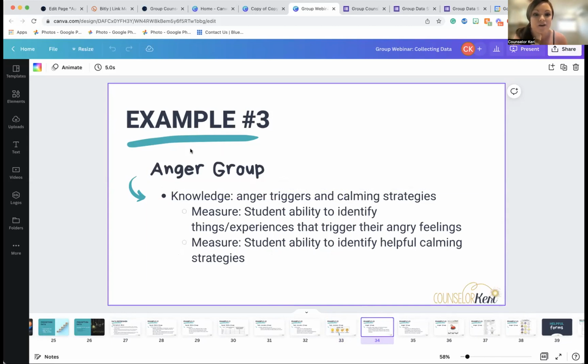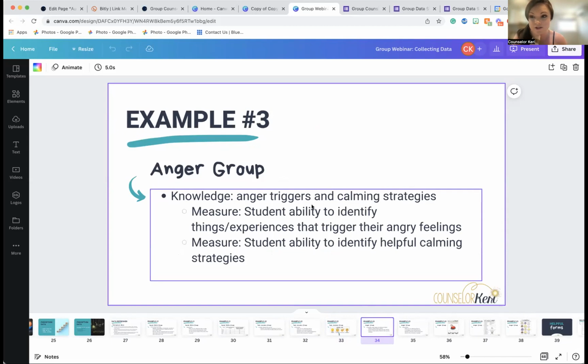So for my third group example, this would be for an anger group. So this would be a knowledge question. We're assessing knowledge about anger triggers and calming strategies. So it's two separate things we're measuring. First, can they identify things or experiences or people, situations, whatever, that trigger their angry feelings? And then second, what is their ability to identify helpful calming strategies?